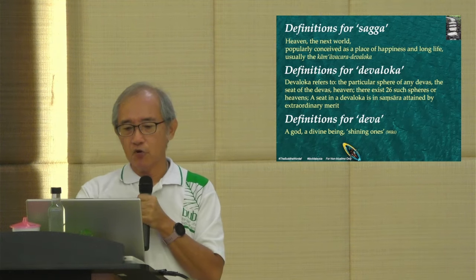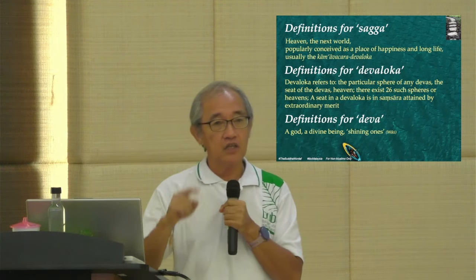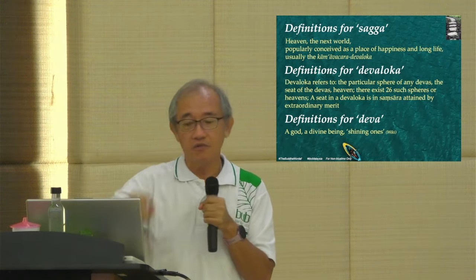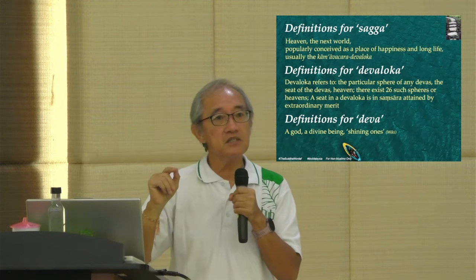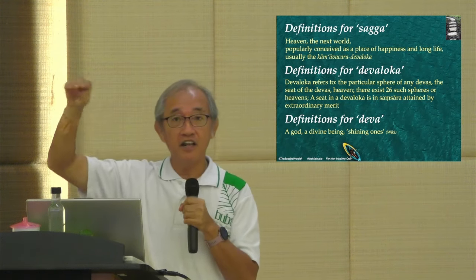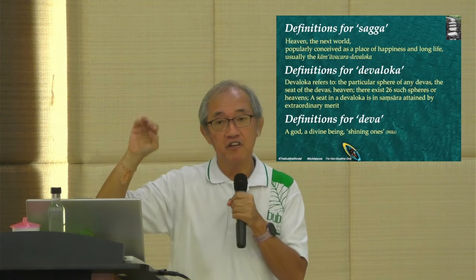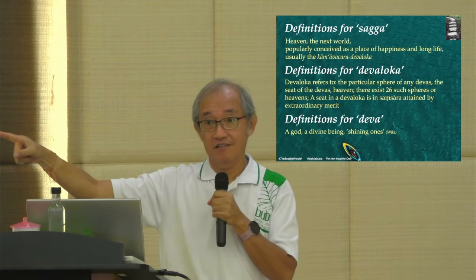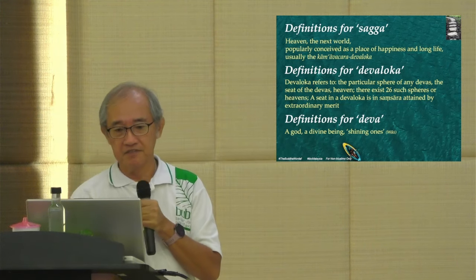A seat in the Devaloka is in Samsara. Even Devas are not born there to live forever. No, they are in Samsara. Samsara means the cycle of birth and death. So Devas get born there, live a life, maybe a very long life, an enjoyable life, but they also die. Okay? So it's not permanent.